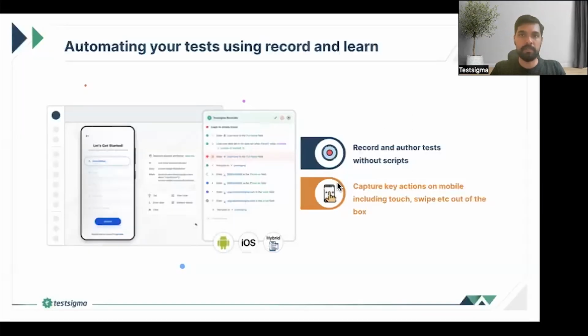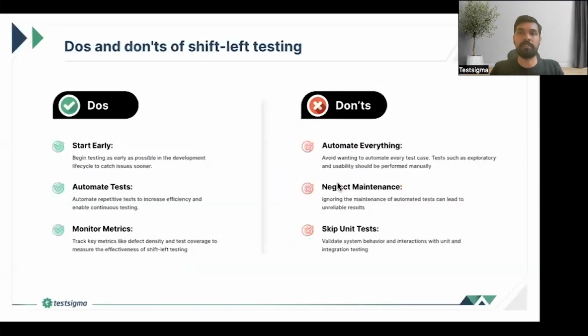All right, now let's get back to the topic of shift left automation. There are some do's and don'ts when it comes to any framework or any approach. The same is the case with shift left testing. So the crux is that do start testing very early in the development process. And of course, don't rely solely on either manual testing or automated testing.